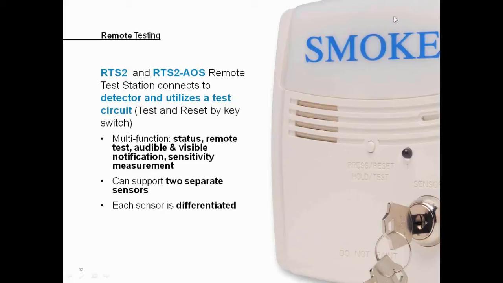These remote test accessories have the most functionality out of all the remote test stations that we have available through System Sensor. We also have other less sophisticated options that only perform testing using a key to activate the test, a push button, or even use of the magnet. The RTS2 remote test accessories are multifunctional in that they provide LED status indication in a remote location, so the LEDs on this device will mimic the LEDs on the duct smoke detector in the space in the ceiling.